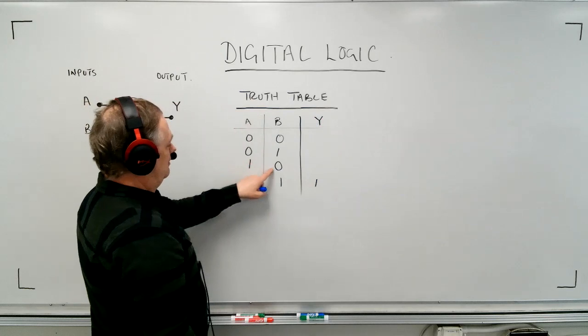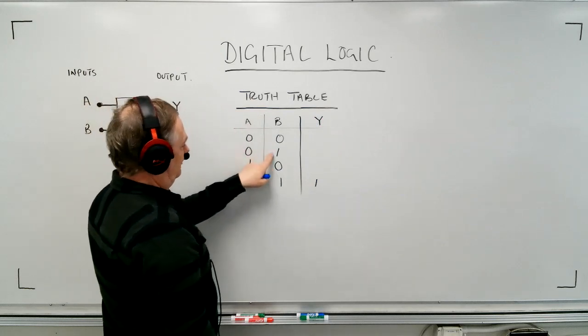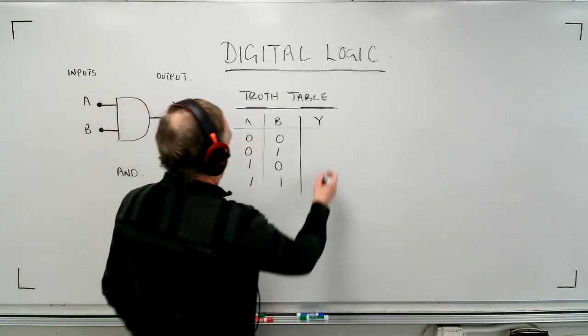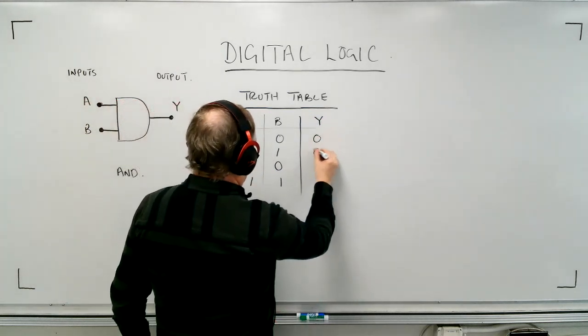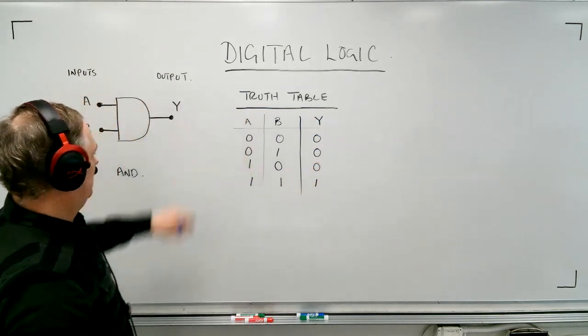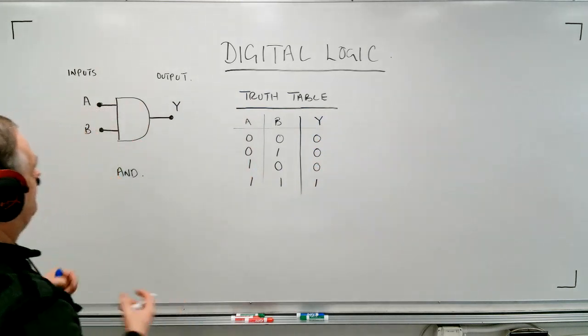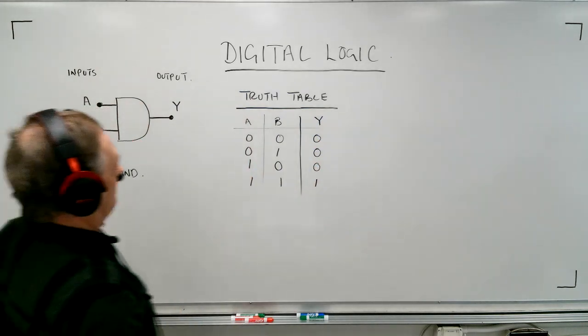1 and a 0 does not satisfy my AND condition. 0 and 1 does not satisfy it. 0 and 0 do not satisfy it. So that means that it's 0, 0, 0, and the only condition that will give me a high output is when A and B are both high. Okay, so that gives you an idea of the truth table for the AND gate.